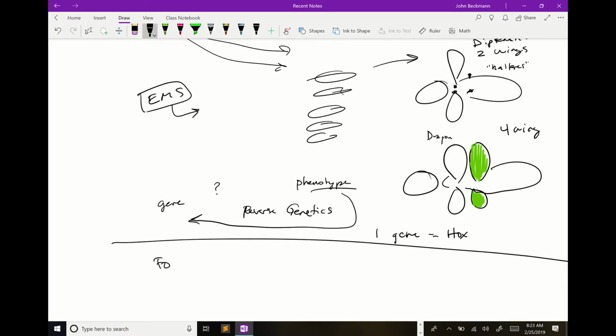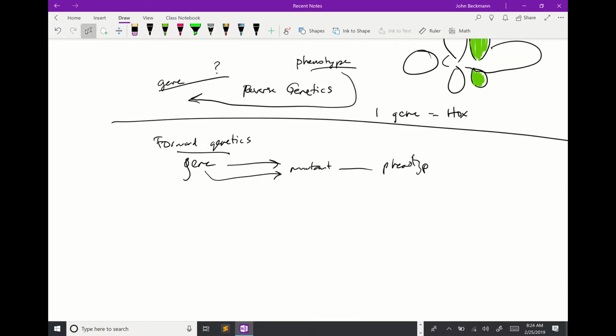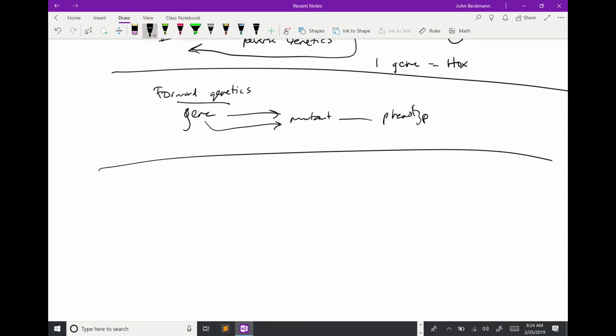So what's forward genetics? Forward genetics is you know the gene, and you mutate that gene specifically on purpose, you make a mutant, and then you study the phenotype. That's forward genetics. This is reverse genetics. So a lot of people do different combinations of reverse and forward genetics with insect transgenesis.